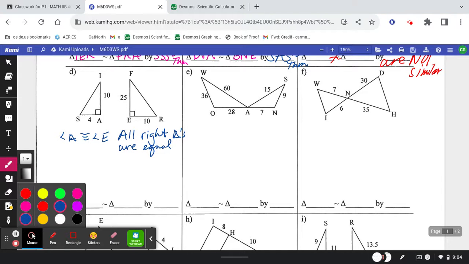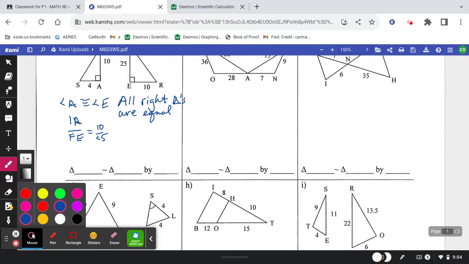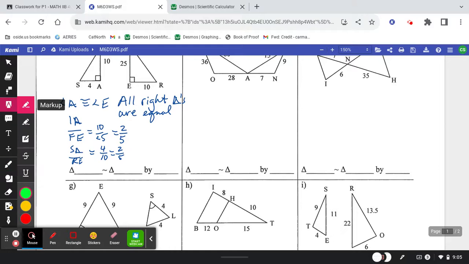And then I've got two side ratios. IA is to FE. And then SA is to RE. These both reduce down. 5 goes into 10 2 times. 5 goes into 25 5 times. 2 goes into 4 2 times. 2 goes into 10. Both of these have a side ratio of 2/5.